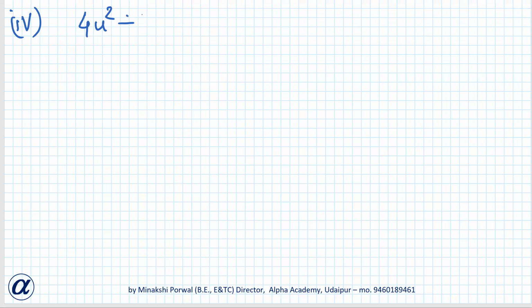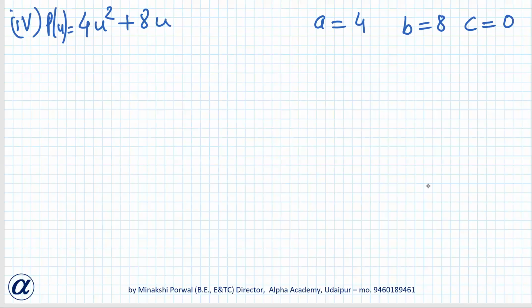4u plus 8u. Ma'am, A is 4 and B is 8. Okay. C is 0. Okay. And what are values of alpha and beta? Ma'am, alpha is 0 and beta is minus 2. Okay. So 0 and minus 2. Okay. Siddharth has typed this answer also correct.